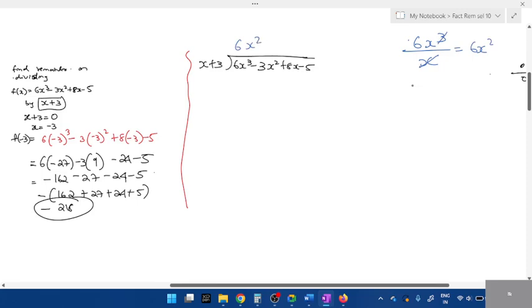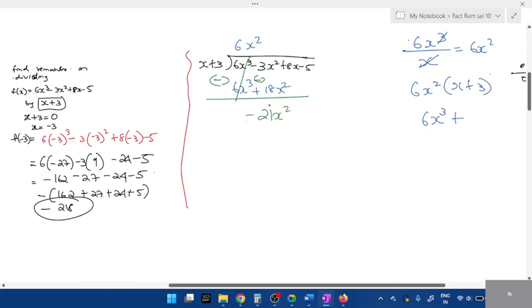Write it on top. Then you have to take the 6x square and multiply with which one? x plus 3. What do you get? 6x cubed plus 18x squared. Change the sign. When you change, what do you get? Minus and minus. This gets cancelled. Minus into minus is plus. 18 plus 3 is 21. 18 is greater, minus 21. Is this clear? Bring plus 8x down.